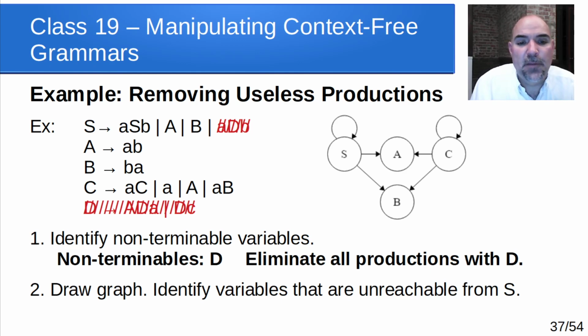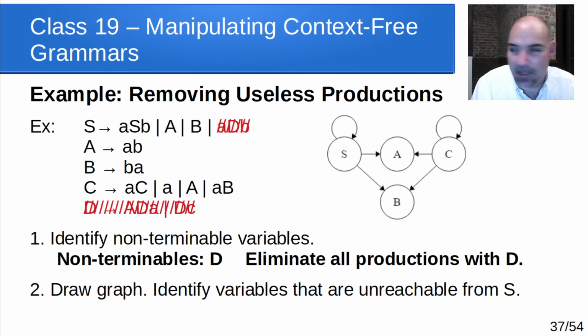So in other words, here's our dependency graph. You notice S can go to A and B and S, so there it is looping back. There it is going to A and B. A and B go nowhere. C can go back to itself. C can go to A, and C can also go to B. So there's our dependency graph.